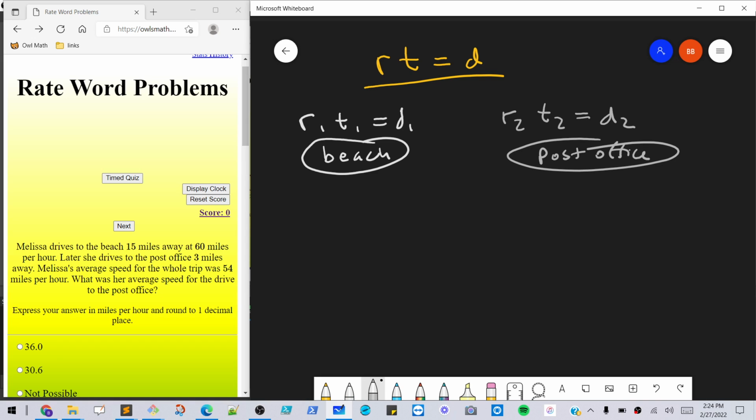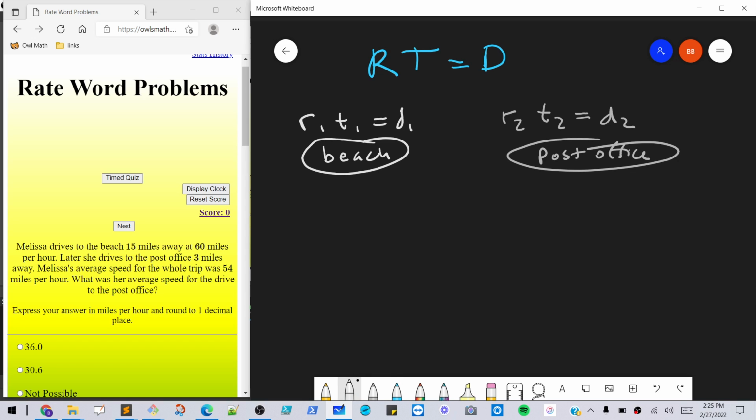And then finally, what we're really trying to look at is the full trip. So let's just rewrite this up here. For the full trip, I'm just going to use capital letters. We're going to say the big R is going to be the rate of the whole trip. Big T will be the time of the whole trip, and big D will be the total distance.